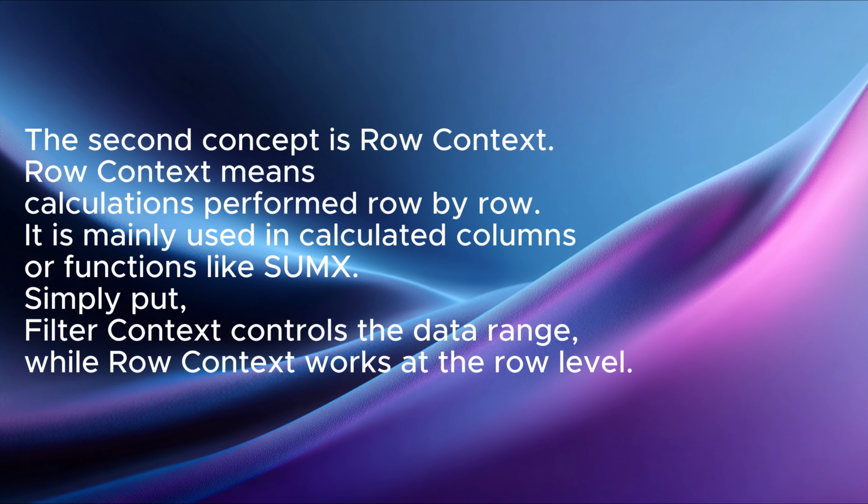The second concept is row context. Row context means calculations performed row by row. It is mainly used in calculated columns or functions like SUMX. Simply put, filter context controls the data range, while row context works at the row level.